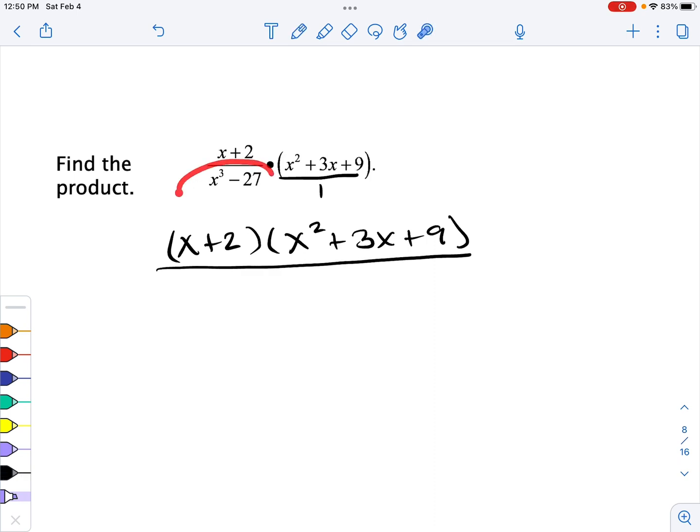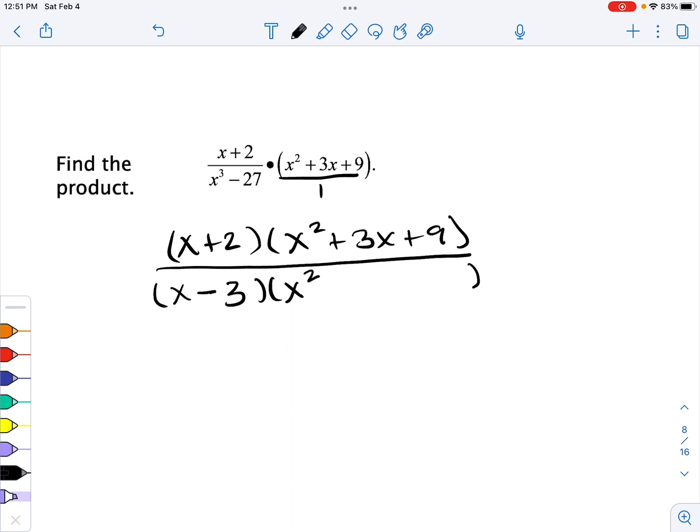Okay, this one is a tricky one. Okay, that's the difference of cubes. Datka and Sakai, you remember that? So it's going to be a binomial times a trinomial. The binomial is going to be the cube root of x cubed, which is x, the cube root of negative 27, which is negative 3. So it's going to be a and b.